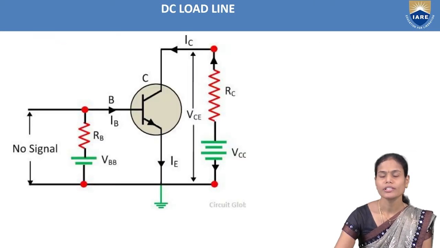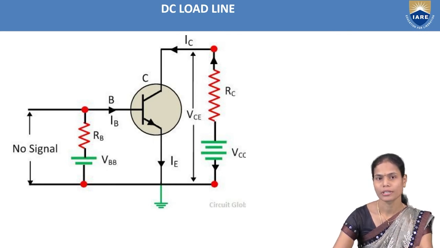While coming to the DC load line, to draw the DC load line of a transistor, I am considering the common emitter configuration of the transistor. Common emitter configuration is nothing but the emitter terminal acts like a common terminal between the base and collector of the transistor. That indicates the common emitter amplifier.